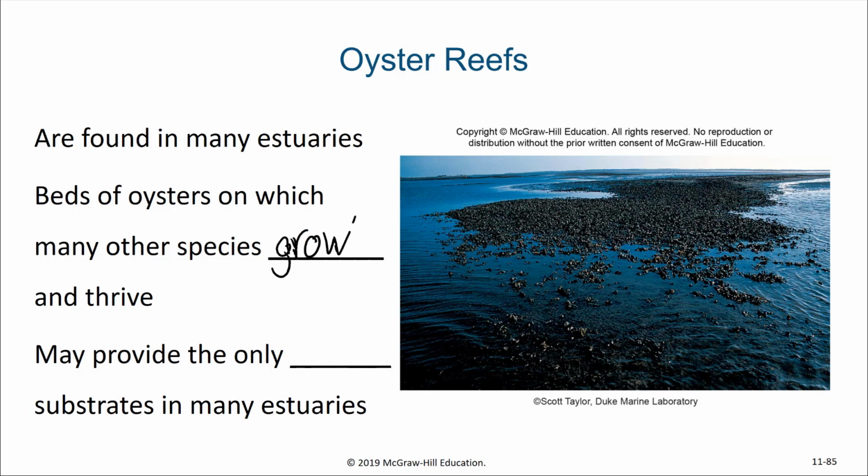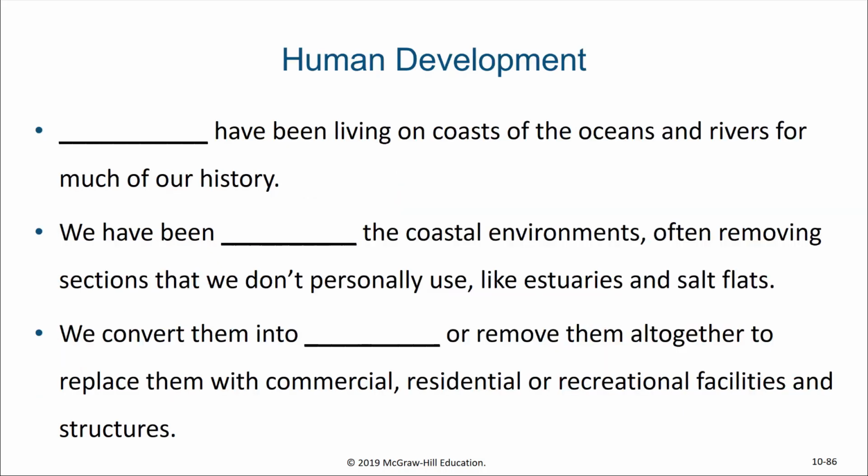In the areas that they are found in, oyster reefs sometimes provide the only hard substrates in those estuaries. These oyster reefs are formed by generation after generation of oysters growing in the same area, often on the shells of previous generations. This is a unique biological feature and essential to those estuaries in which they are found.